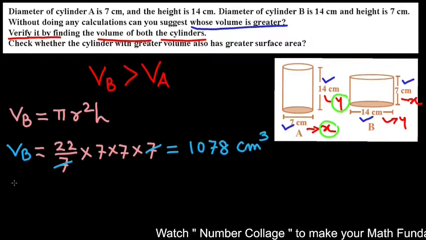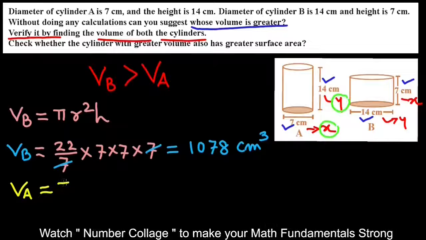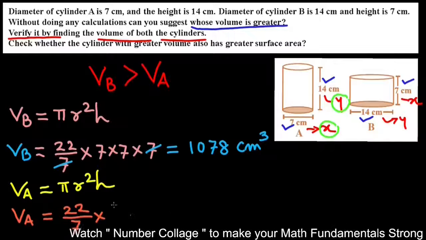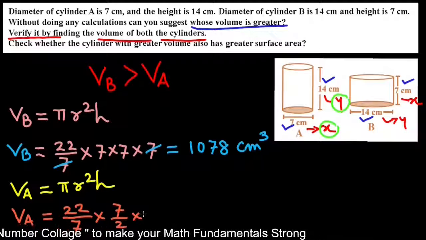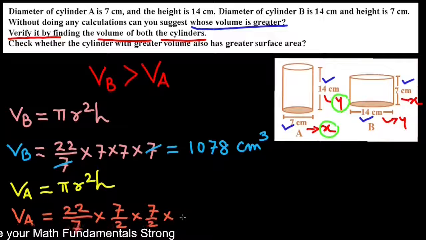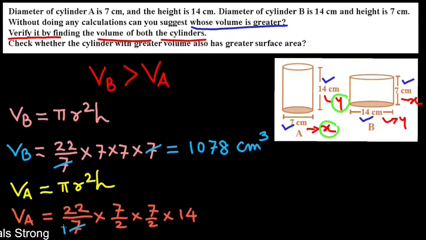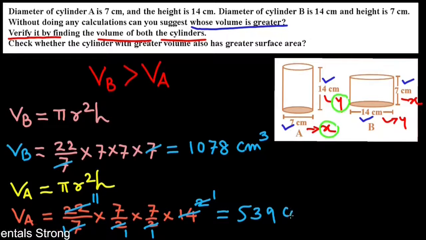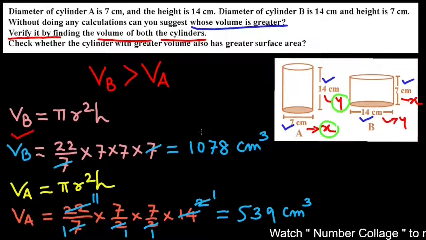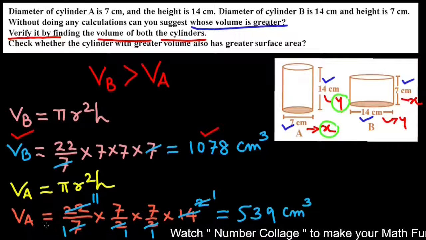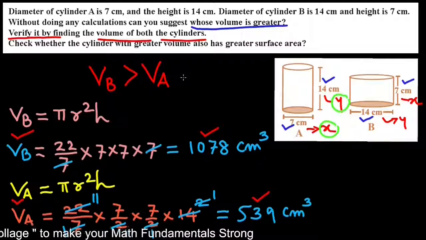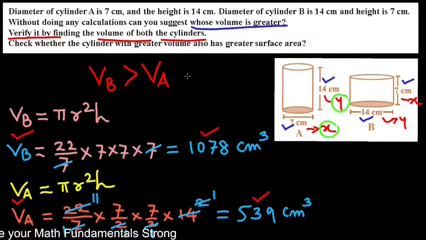so we get volume of cylinder B equals 1078 cm cube. Volume of cylinder A, VA, will be pi r square h, which will be 22 by 7 multiplied by r, which is 7 by 2, multiplied by 7 by 2, multiplied by height, which is 14. So this will be 7 ones are 7, twos are 2, ones are 2, 2 elevens are 22, which equals 539 cm cube. Here we observe that VB, which is 1078 cm cube, is greater than VA, which is 539 cm cube. So therefore our statement VB is greater than VA is verified.